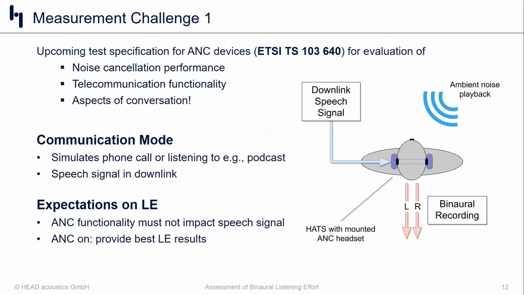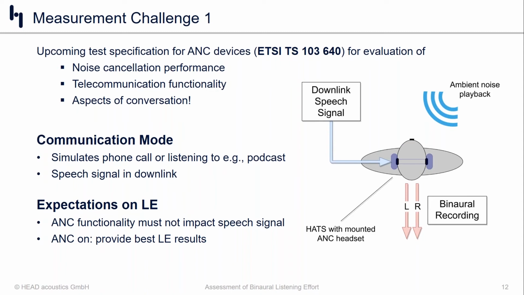Now, let's look at the first measurement challenge. So, specifically what we would like to do is we would like to place a pair of ANC headphones onto a head and torso, put it in the sound field, and then we want the speech to originate from the headphones themselves. This could be either generated locally, like listening to a podcast, or it could be we put the headphones into a simulated phone call, so we're getting some downlink speech.